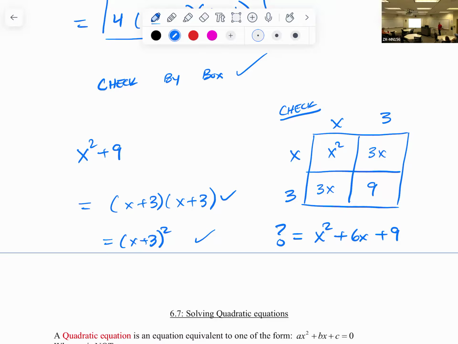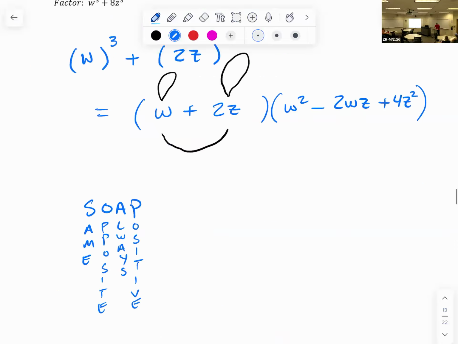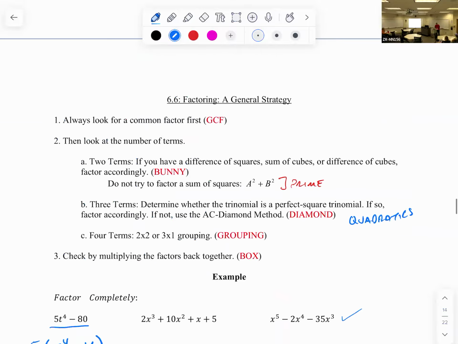No. All right, this is the temptation. When you jump to the factors, you think that seems like it makes sense. This is why we do the check. This is also the warning that I gave you initially. Sum of squares is prime. Do not try and factor a sum of squares.